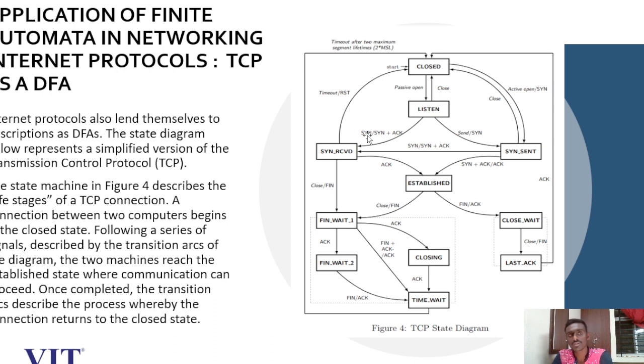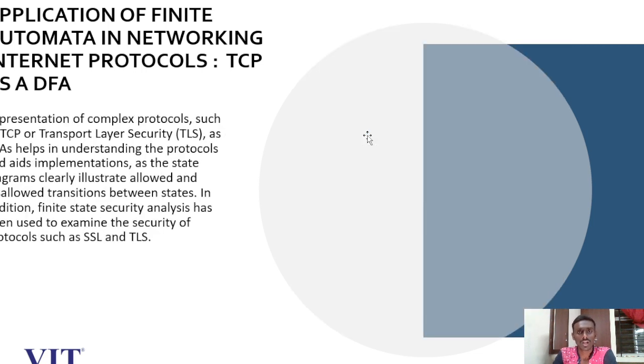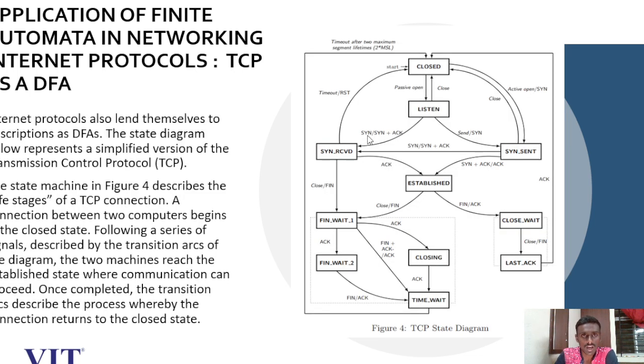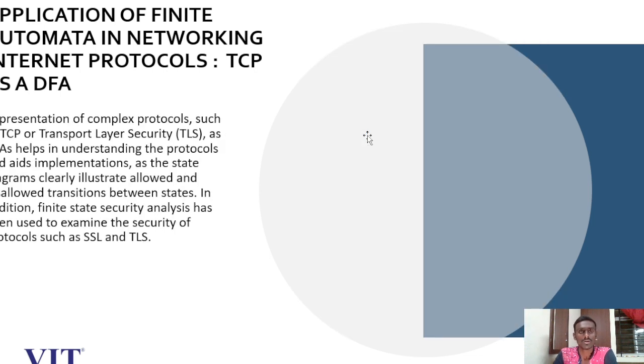So there are lots of applications, you can go through it in this PPT. There are lots of applications I point out here. This is some of the applications. And applications of the finite automata in networking protocols, internet protocol, mainly I focused on this PPT. You can go through it. I have written everything. So this is the difference between DFA, NFA and epsilon NFA.